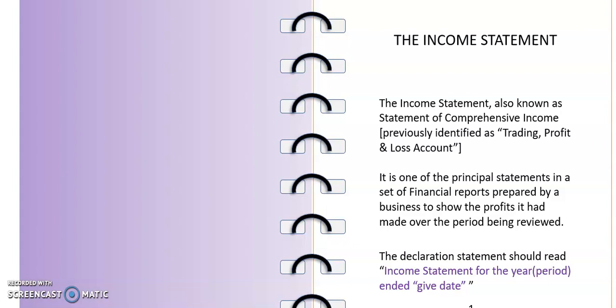It is one of the principal statements in a set of financial reports prepared by a business to show the profits that it made over the period reviewed. It could take a year or 6 months. So the heading should read income statement for the year, or whatever period is given, and the date that is being referenced. All right?